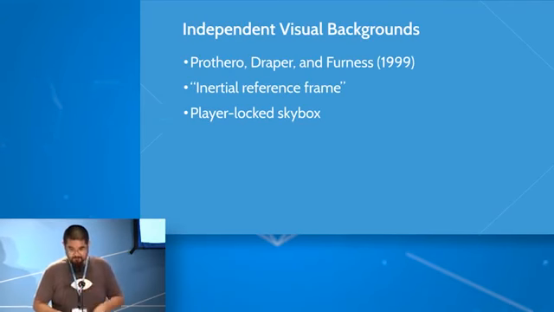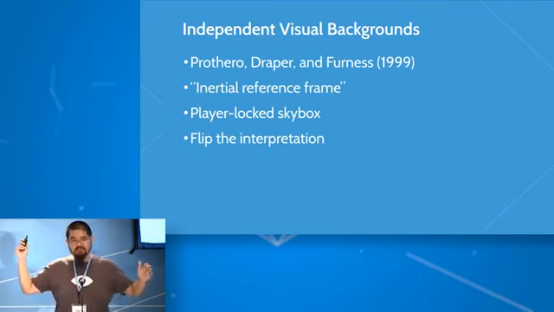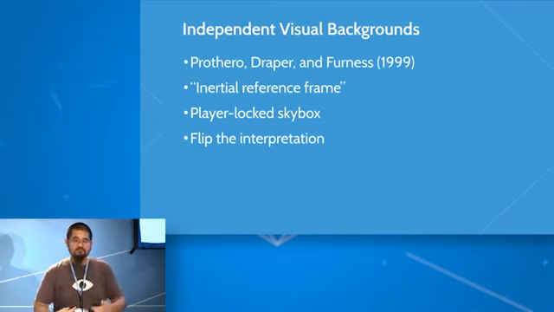But what happens is by using this locked skybox, you essentially flip the interpretation that your mind defaults to when it sees optic flow in the Rift. Whereas it used to see the optic flow and say, oh, I must be moving through the world. By providing the player-locked skybox, we were able to flip this interpretation and tell the brain, I'm sitting in this stationary reference frame, and any optic flow I'm seeing is the result of the world moving around me.